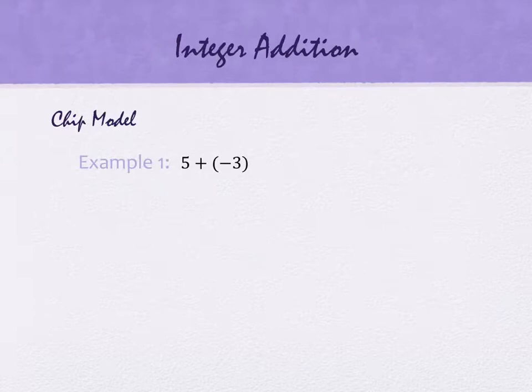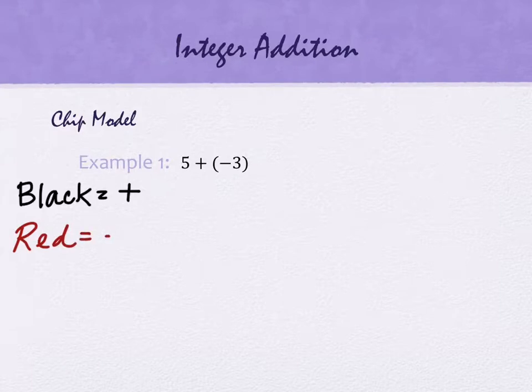Okay, so the black chips, whatever color you're using, call it black, are my positive chips, okay? Black is a good thing, all right? And the red chips are my negative chips.